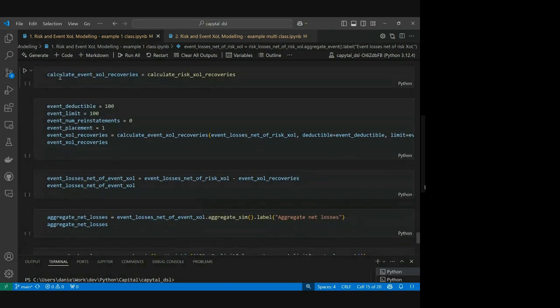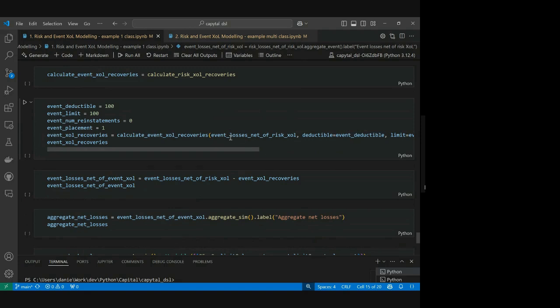So we want a function to calculate event XoL recoveries. And initially, we're just going to start by borrowing and reusing the function we had to calculate the risk XoL recoveries. We're just going to use the same function here. We're going to set up different terms.